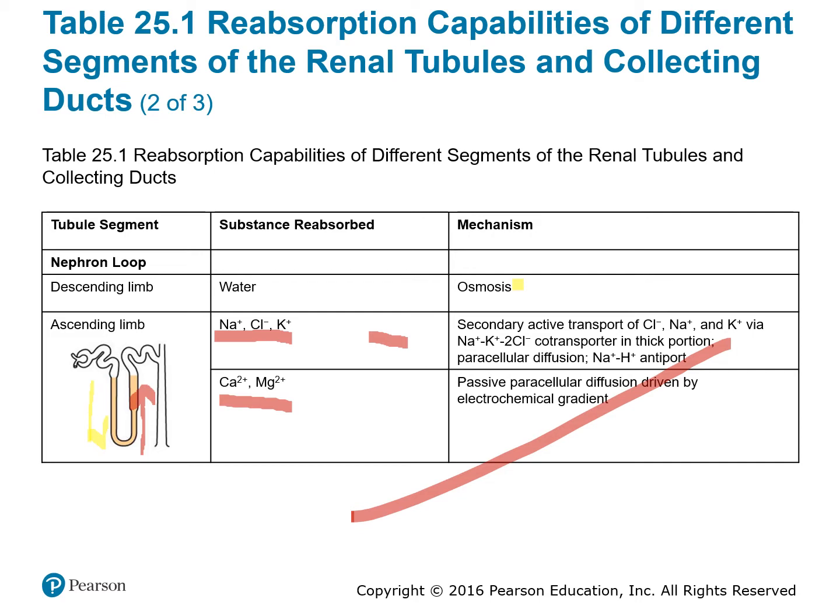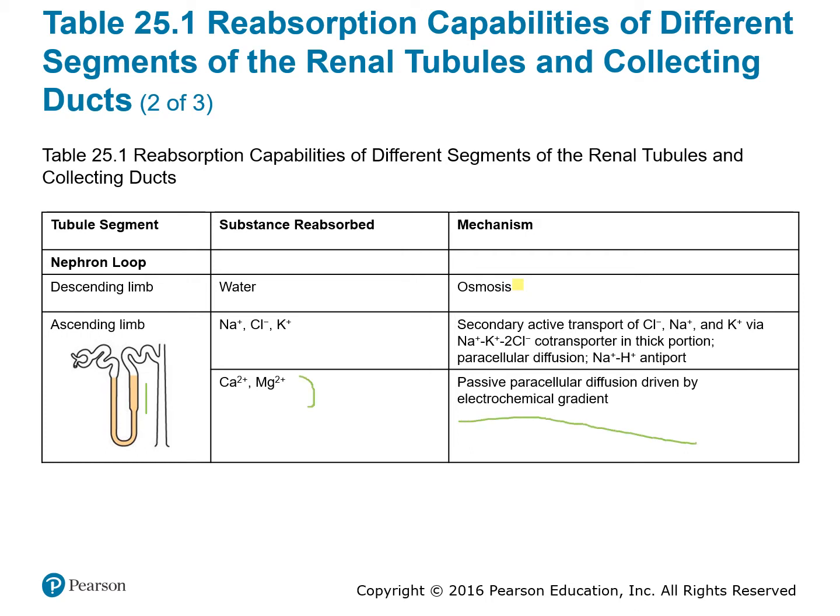See how there is this thicker portion right here. Okay, so thicker portion right here. Paracellular diffusion, sodium-hydrogen antiport. Okay, and then our calcium and magnesium here are passive paracellular diffusion driven by the electrochemical gradient, so electricity and chemistry.